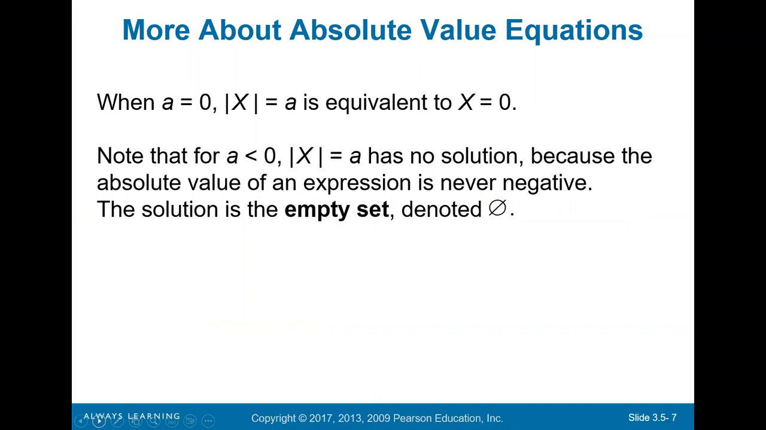When A equals 0, the absolute value of X equals 0. This is where I was stating that you'll have one solution. Note that if A is less than 0, then that means it's a negative value. Then there's no solution because it's an empty set. You're telling me that the absolute value of X is equal to a negative number, and that's not true. Okay?